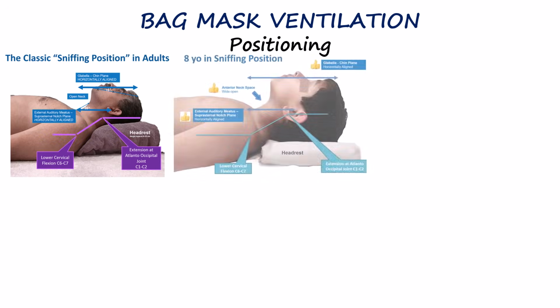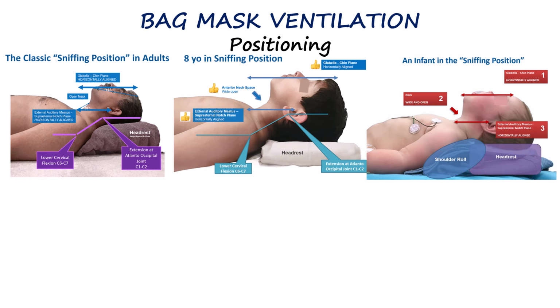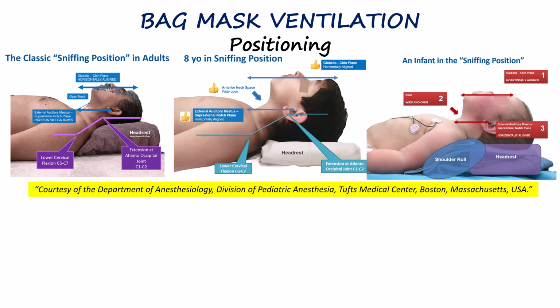So, the use of a shoulder roll, headrest or ramping all depends on achieving the airway alignment we have discussed, irrespective of the patient's age. As you can see in the pictures given here, the infant is positioned with head rest along with the shoulder roll to achieve the sniffing position.